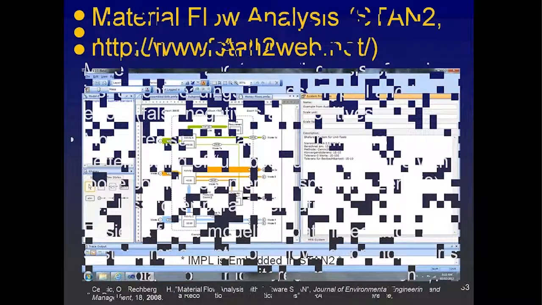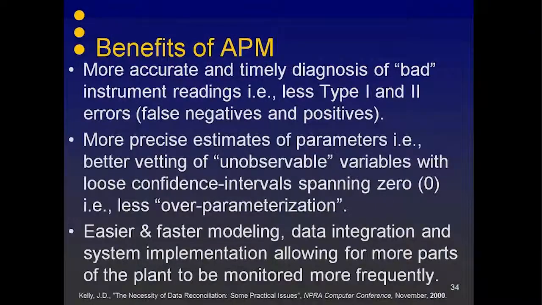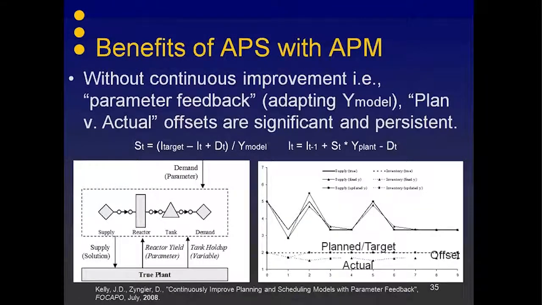This is my last slide. In terms of the benefits of doing APM integrated with APS, of course there has to be a reason for doing that. In 2008, Danielle and I presented at FOCAPO a small example where we show that when you do planning and scheduling, and you do not do what we're calling parameter feedback, which is nothing more than just fitting parameters to the model, then you will always encounter significant and persistent offsets between plan and actual.